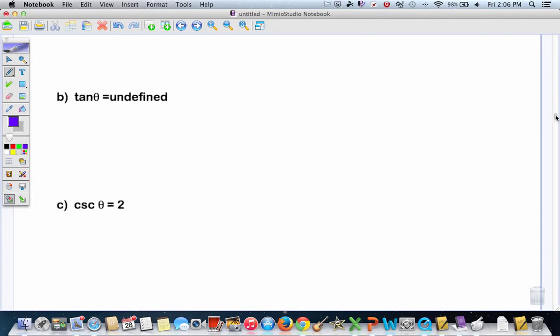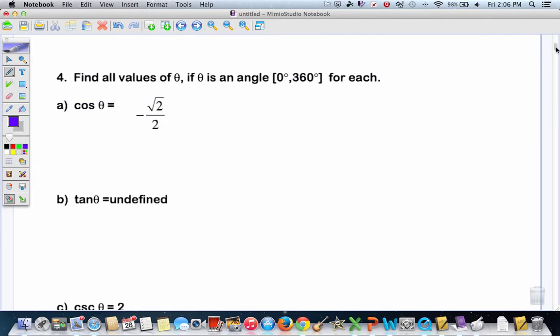Okay, so next page to polish off. Maybe not polish off. I think we have one more with this. These are essentially working backwards. Find all the angles, values of theta, if theta is an angle between 0 and 360 for each.